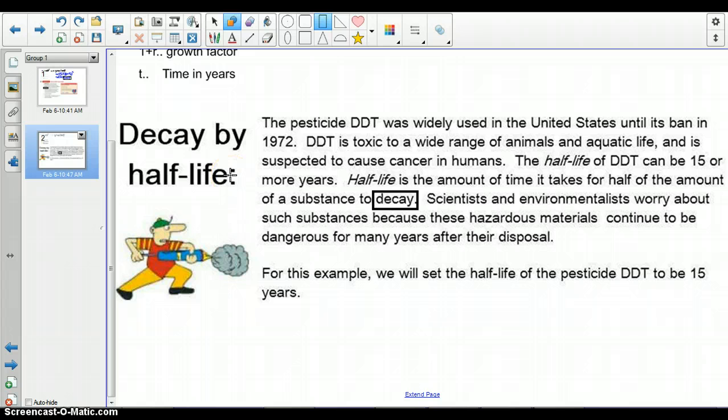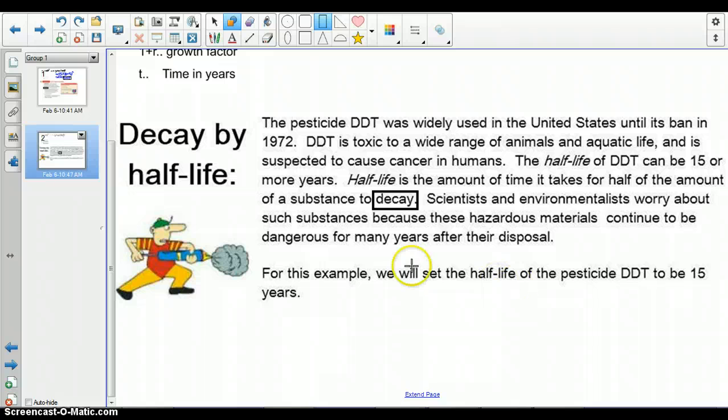So if it said it was going down by half, if it said decay, if it said it's decreasing, we know we're going to use the decay model, not the growth model. Let's keep going. Scientists and environmentalists worry about such substances because these hazardous materials continue to be dangerous for many years after their disposal. For this example, we will set the half-life of the pesticide DDT to be 15 years.